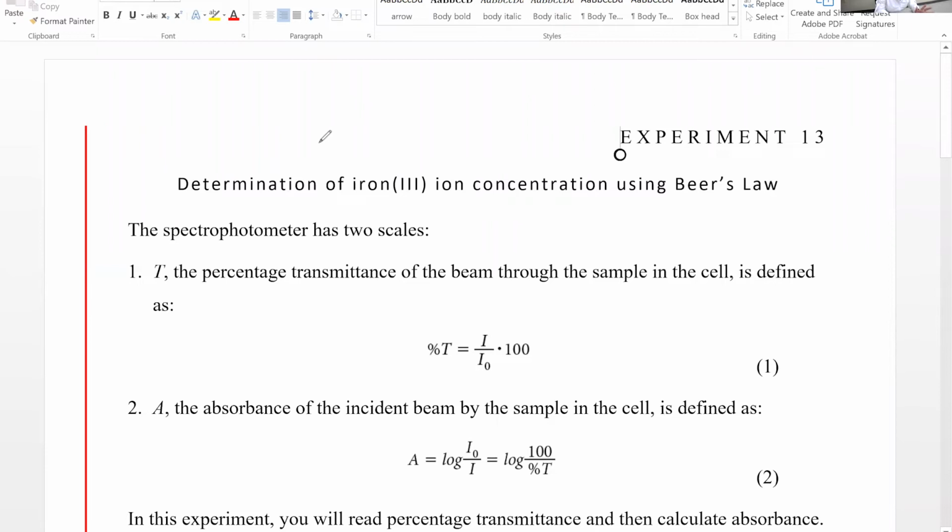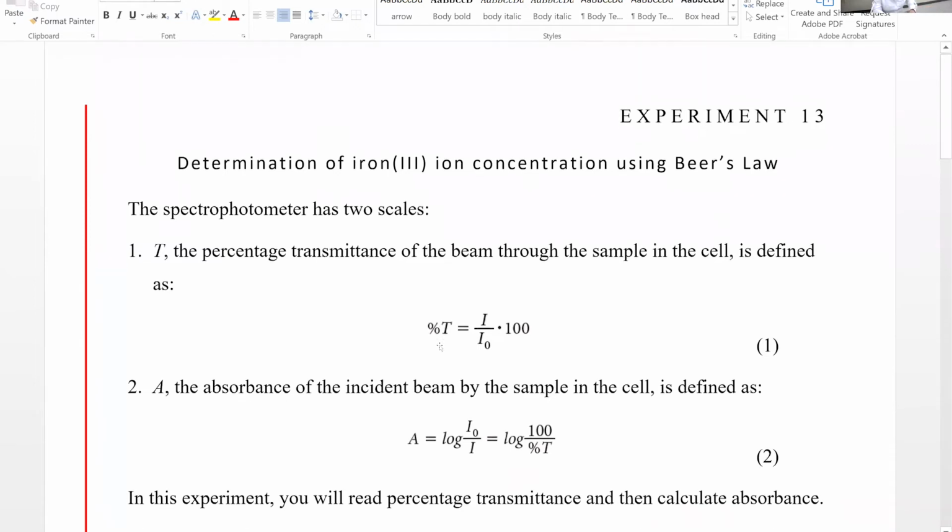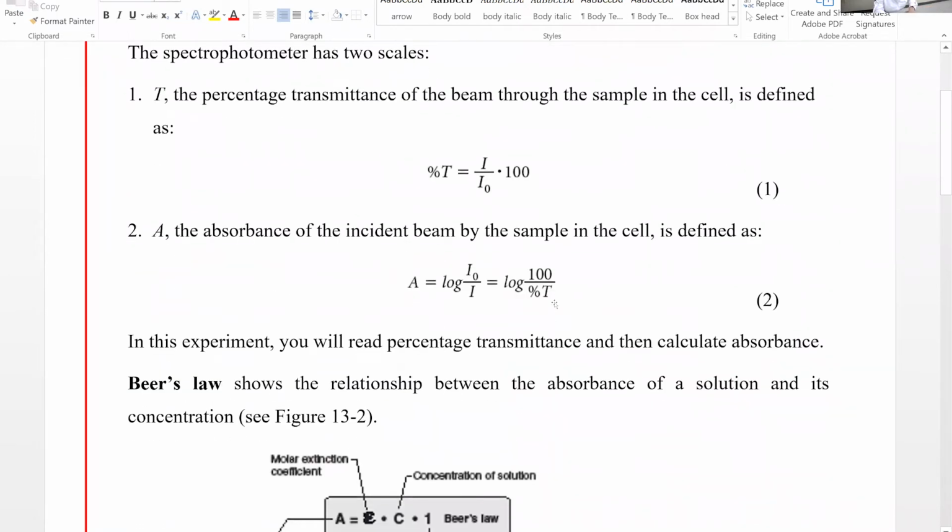It goes from 0 to 100. So percent transmittance is how much light has passed, over how much was initial, times 100, and it's going to be a percent value. But absorbance is a logarithmic value, so that's why we use the percent, as I said.